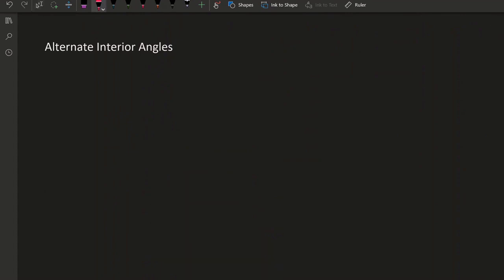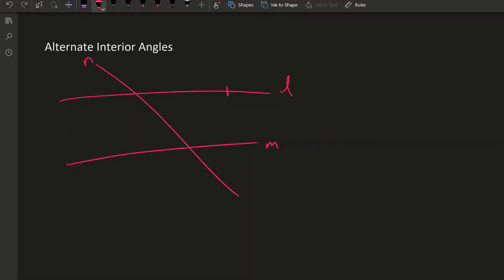Okay, alternate interior angles. Same picture. L, M, N, and this time we're going to start with them being parallel. So remember, alternate interior. Interior means it's on the inside of the parallel lines. Alternate means on different sides of the transversal. So two angles that are on the inside of the parallel lines but on opposite sides of the transversal would be A and B. So if the lines are parallel, alternate interior angles are congruent.